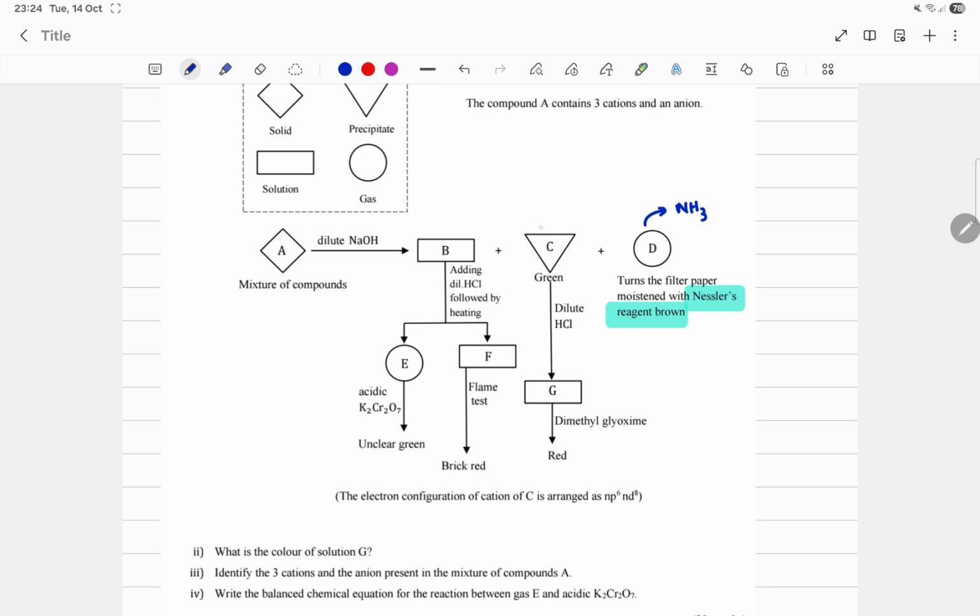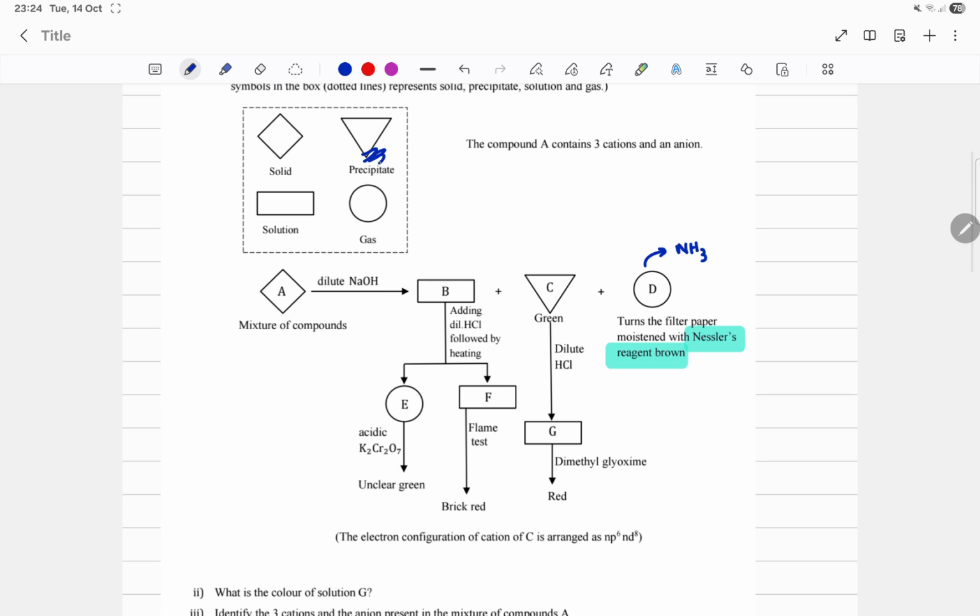Then what about C? A green precipitate. By the triangle they have indicated a precipitate. Green precipitates can be chromium hydroxide for Cr3+ when NaOH is added, and nickel hydroxide. Even though you add excess or limited NaOH, for nickel also you get nickel hydroxide. Chromium hydroxide and nickel hydroxide both are green precipitates.